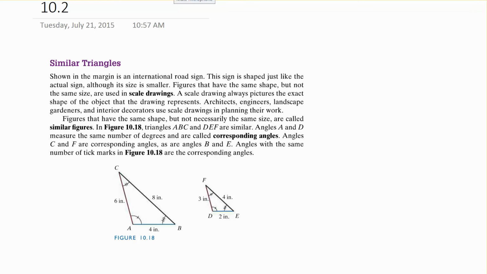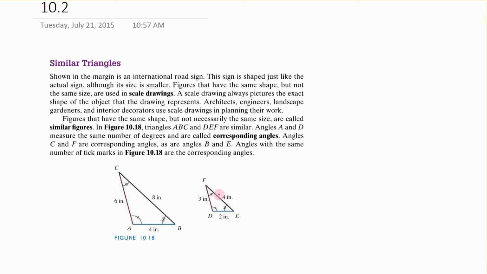In this section, section 10.2, we're going to begin some of our geometry work, and we're going to spend a little time talking about similar triangles. And although we're going to focus on similar triangles, the concept of similarity of figures will be consistent. Take a look at these two triangles.